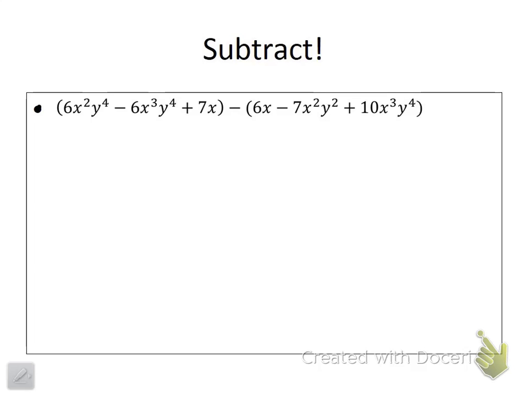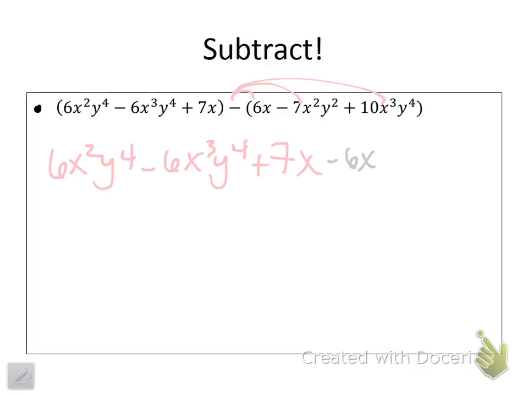Okay, so I have a subtraction sign, so I got to make sure I distribute it. So I'm going to get 6x squared y to the 4th minus 6x cubed y to the 4th plus 7x. And then it's going to distribute to be negative 6x plus 7x squared y squared minus 10x cubed y to the 4th. I ran out of space over there.